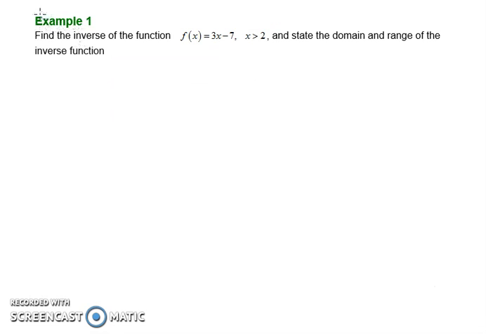What we've got in this example is that we need to find the inverse of this function, f of x equals 3x minus 7, where the domain has been specified to be x greater than 2. And then once we've found the inverse function, state the domain and the range of the inverse. So to start with, we are going to let y, rather than f of x, equal 3x minus 7.